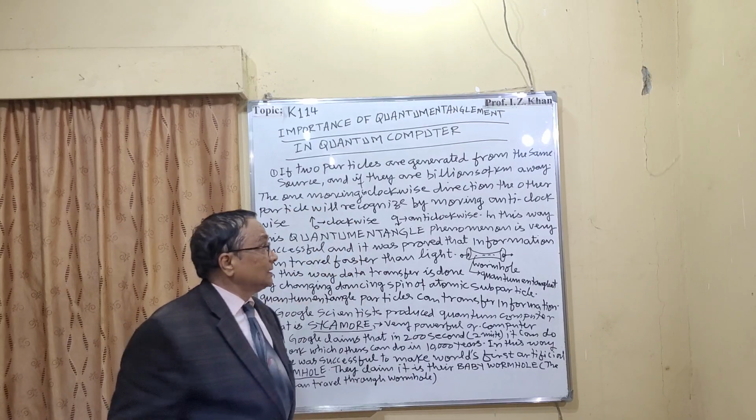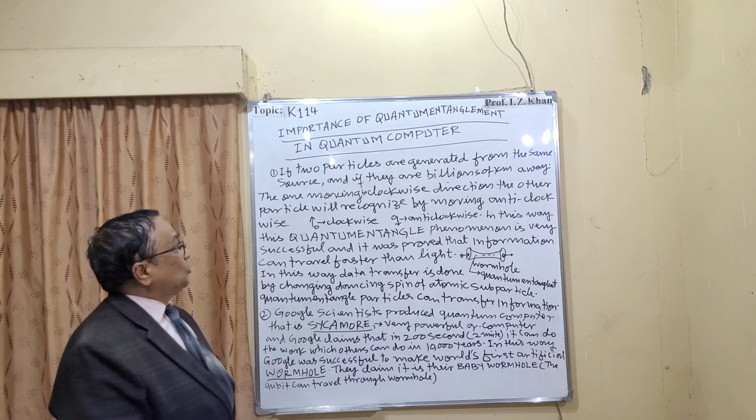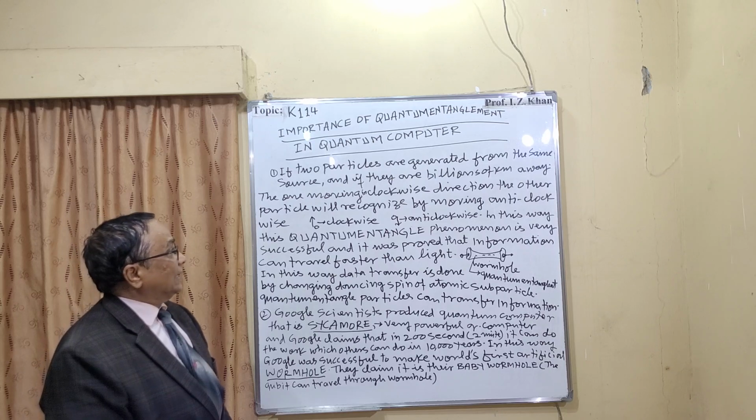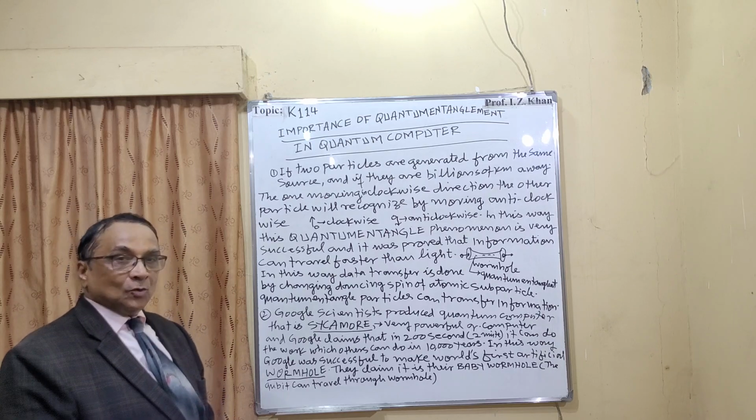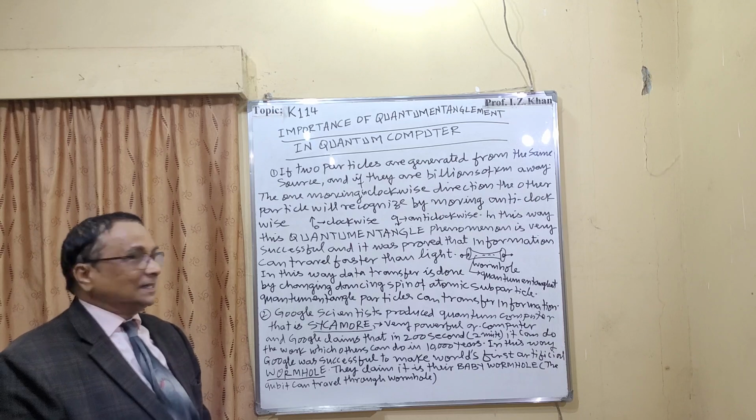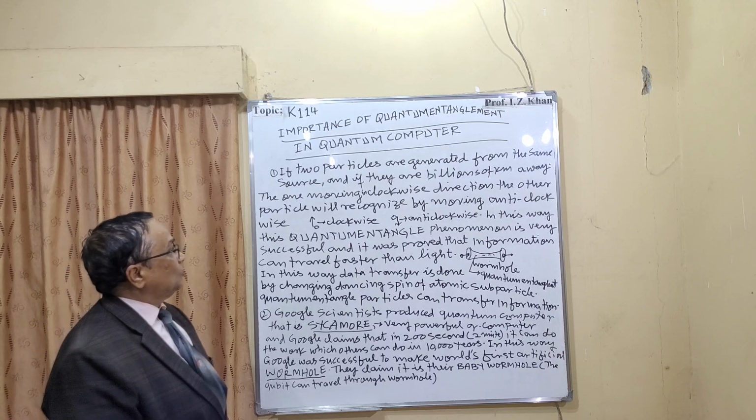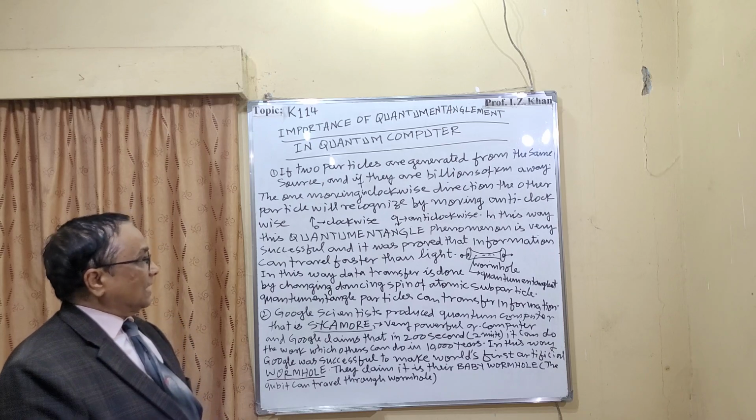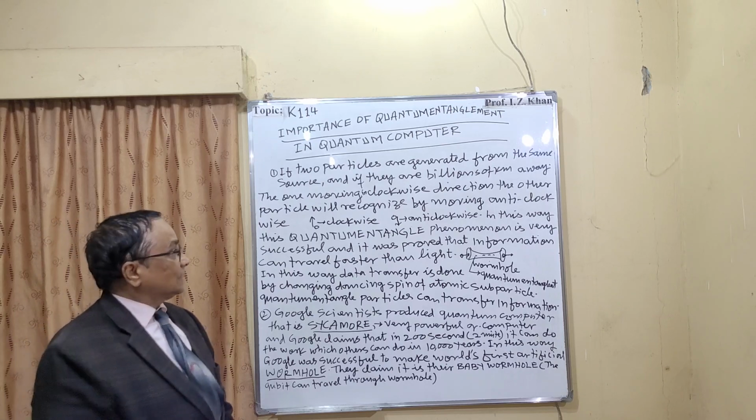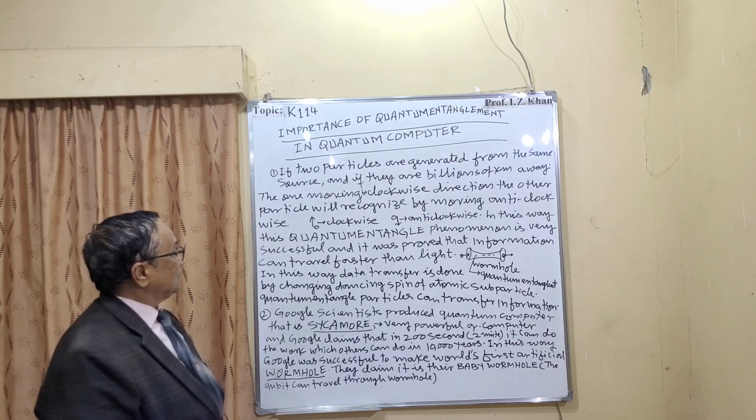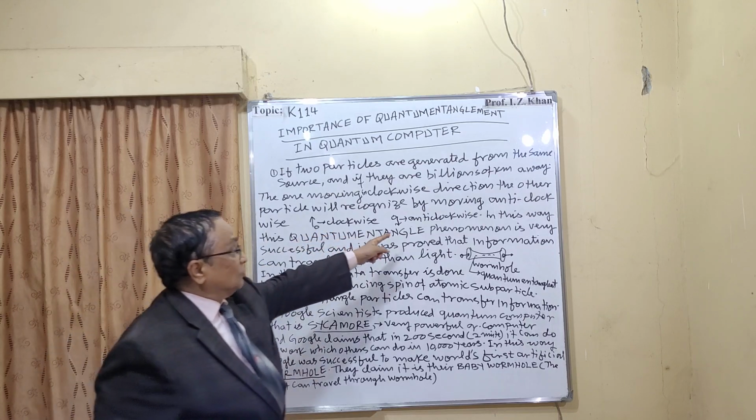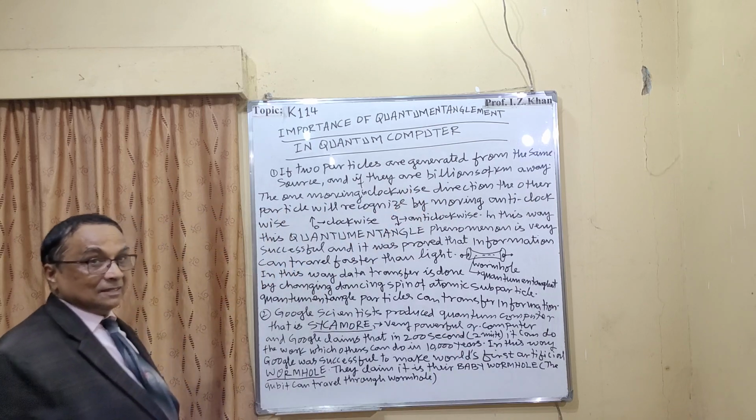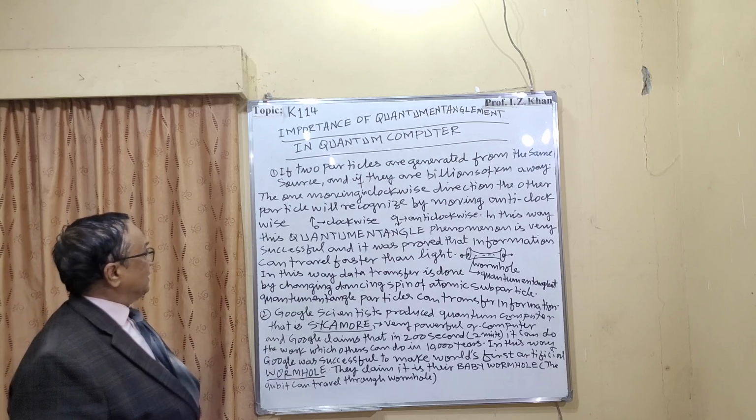So here, in continuation, number one, if two particles are generated from the same source, and if they are billions of kilometers away, even billions of light years away, the one moving in clockwise direction, the other particle will recognize it by moving in the anti-clockwise direction, and it will become anti-clockwise, even if it is billions of light years away.